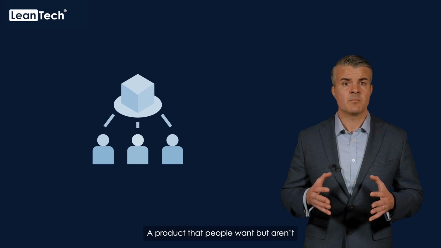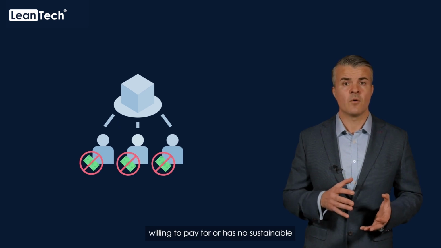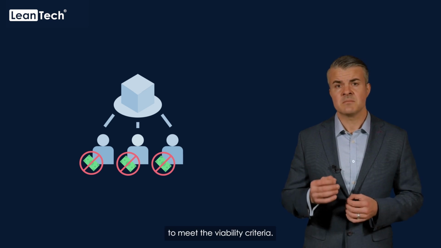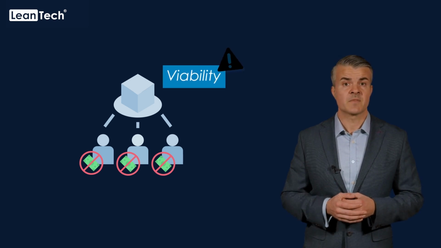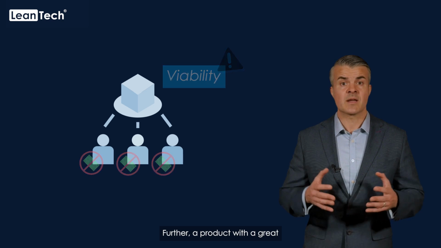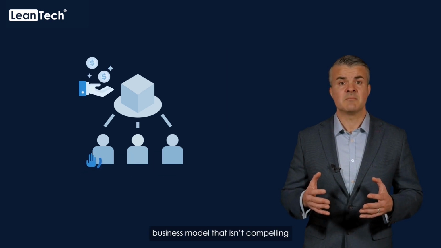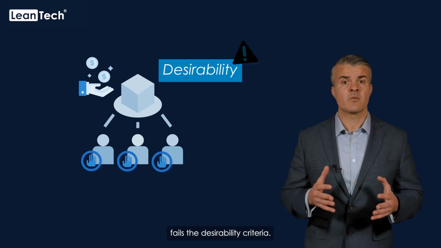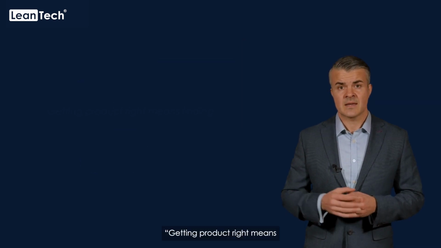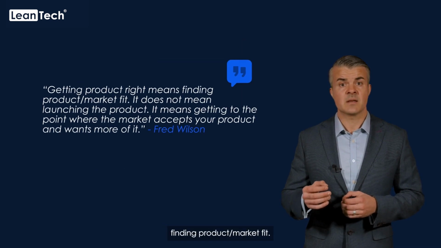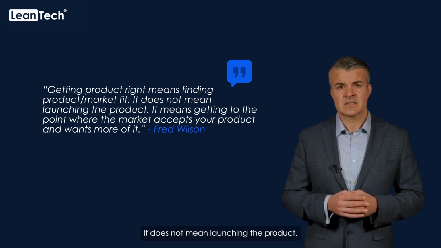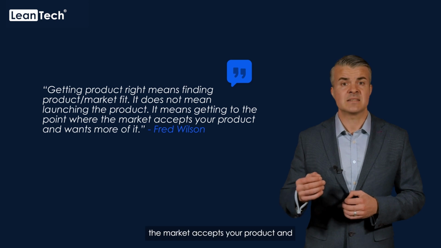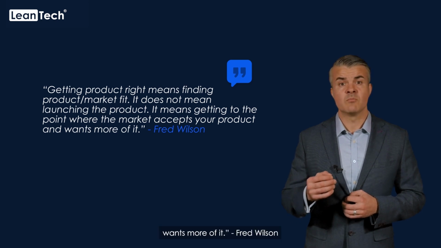A product that people want but aren't willing to pay for, or has no sustainable business model to support it, fails to meet the viability criteria. Further, a product with a great business model that isn't compelling enough for customers to desire it fails the desirability criteria. Getting product right means finding product market fit. It does not mean launching the product. It means getting to the point where the market accepts your product and wants more of it.